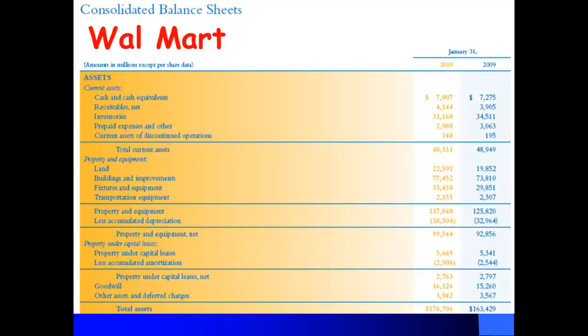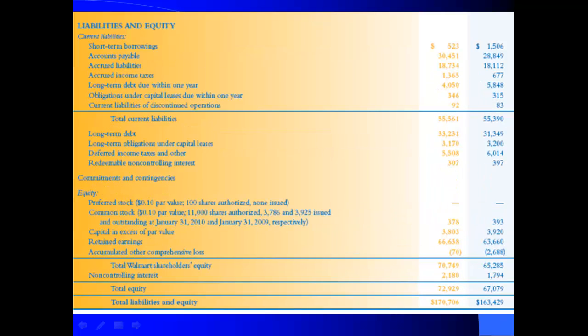Here's Walmart, just to see what one looks like in the real world. Notice under their assets, they have current assets: cash, receivables, inventory, prepaids, property, plant, and equipment, land, building, furniture. Okay. All those items we just talked about. They have a few others as well. Current liabilities: short-term borrowings, accounts payable. Accrued liabilities would be like wages payable and interest payable and so forth. And then they have long-term liabilities as well, long-term debt. Equity section has not changed.